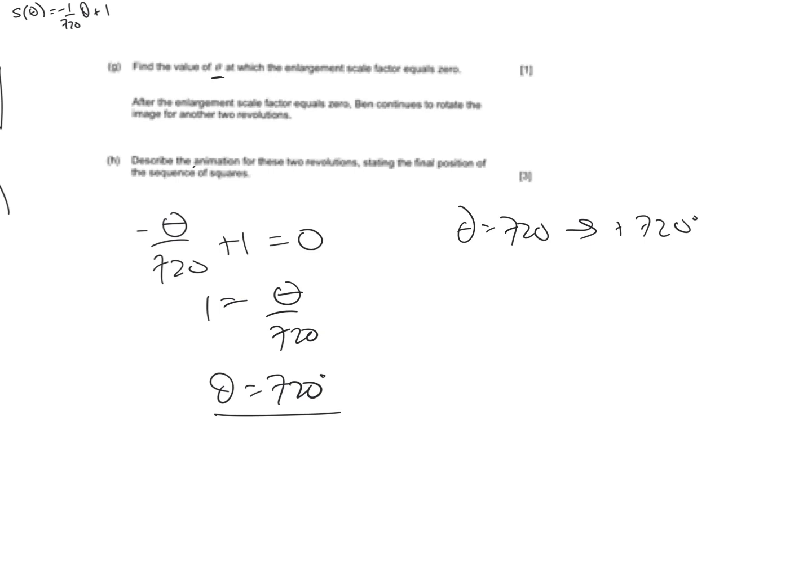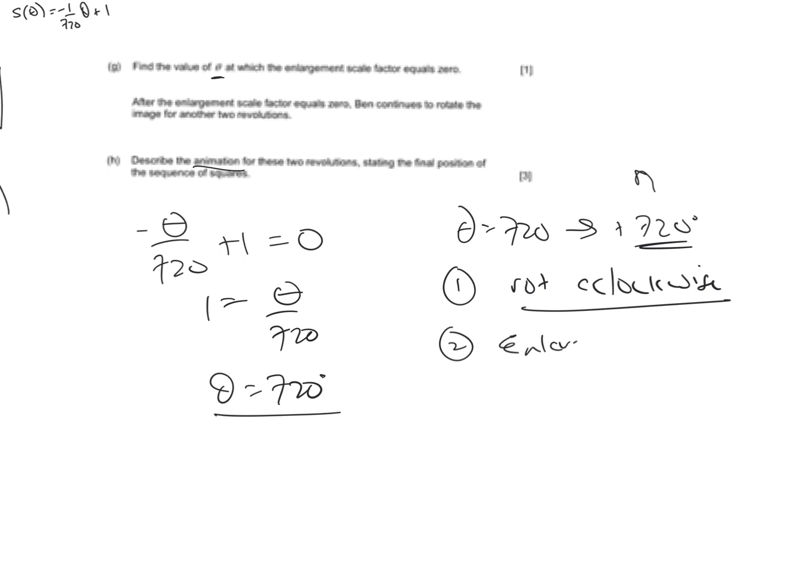So describe the animation. Well, the first thing that's going to happen is it is going to rotate counterclockwise, because I know it's still going to go theta is going to go 720 degrees, and so it is still going to rotate around the circle, right? So it's going to rotate counterclockwise. Now the second thing that's going to happen is that the enlargement matrix is going to start to get large again. So as this starts to grow, the enlargement matrix will grow and the squares get larger.